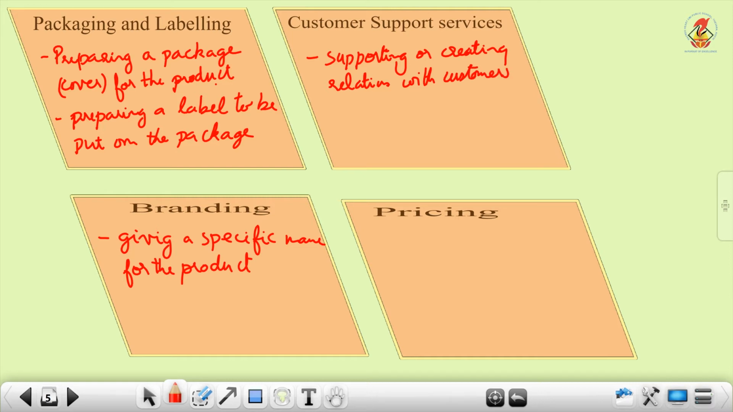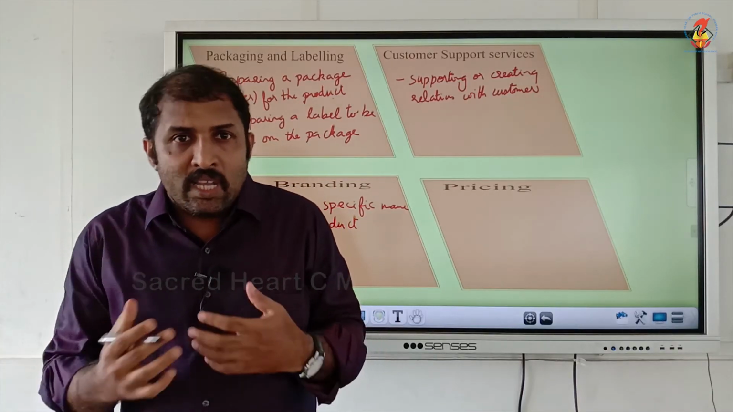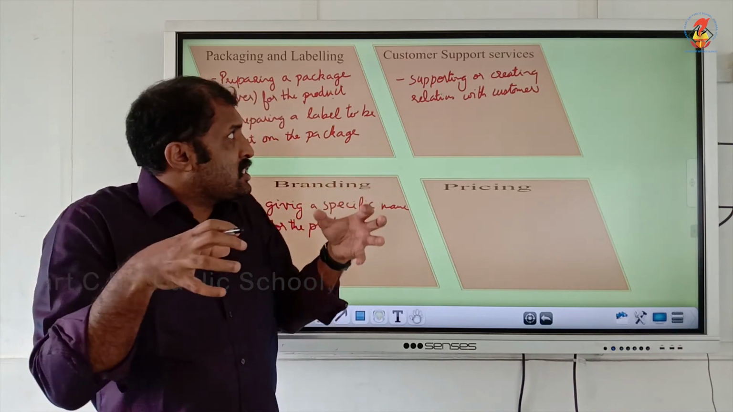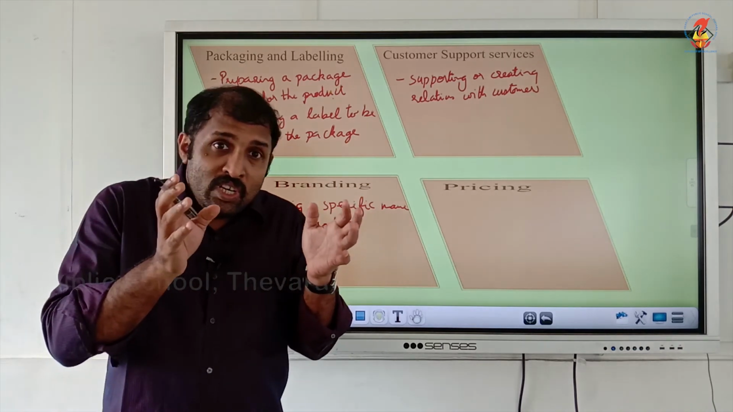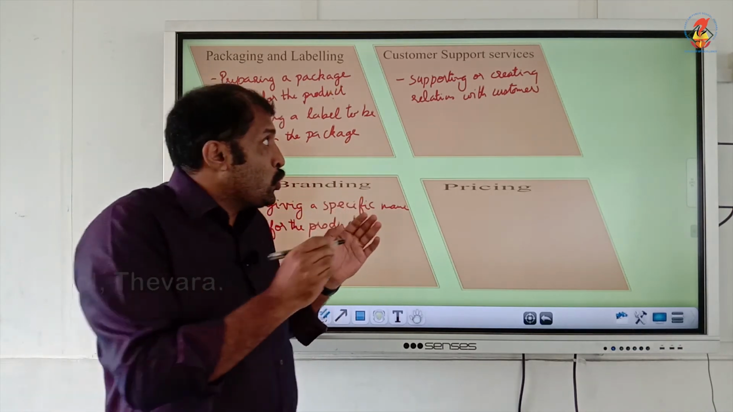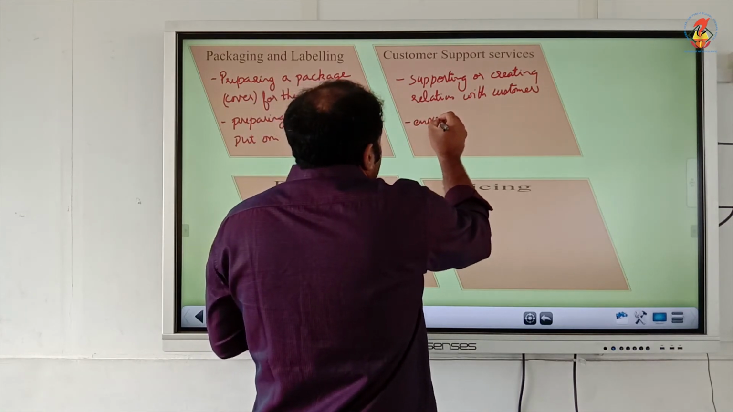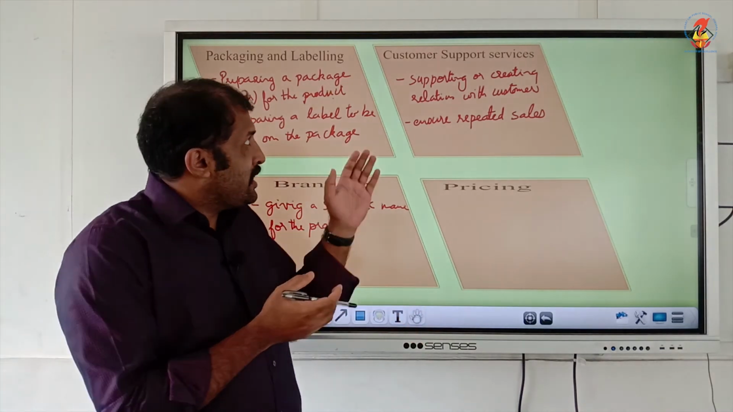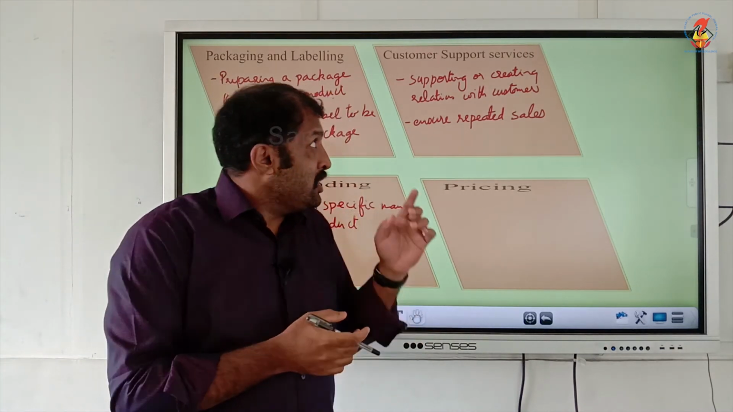It can be credit facilities, it can be after sales service, it can be technical service, it can be maintenance. All these things are given in order to make sure that customer relation is made better, in order to ensure repeated sales, to make sure customers come back and buy the same product. The customer is made happy with the product. That is another function, customer support service.